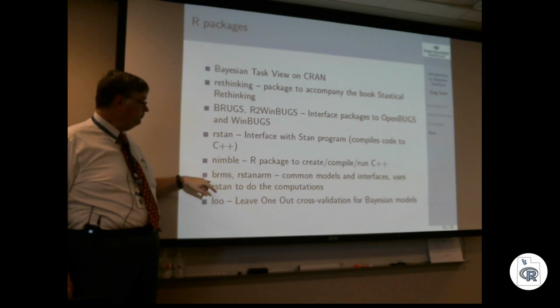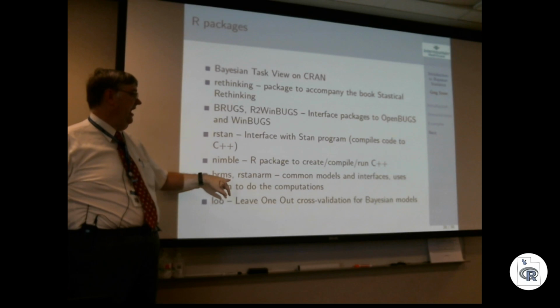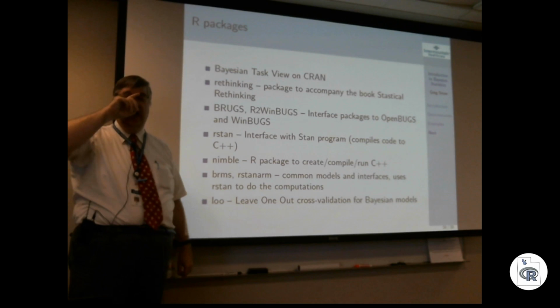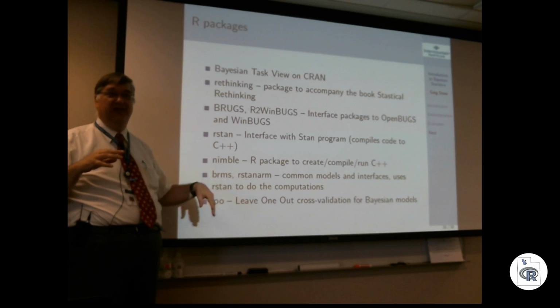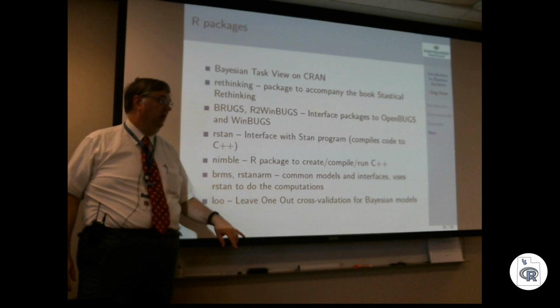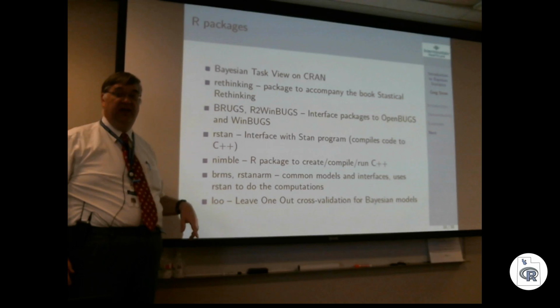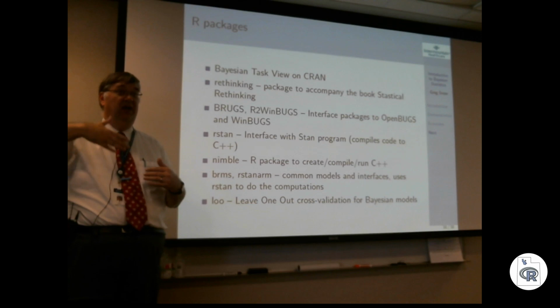brms and rstanarm are wrappers around RStan, which give you a model function that looks like lm and glm and aov, but then it writes the code to send to RStan and gets the output back to you. So running these is almost the same as the standard R code. Interpreting, you still have the Bayesian output instead of that. And then the loo package, for leave-one-out, does cross-validation to help you with some model diagnostics to say, does my model really fit my data? How well does it do at predicting a new data point? So that's another one there. So those are my recommendations of the R places to look.